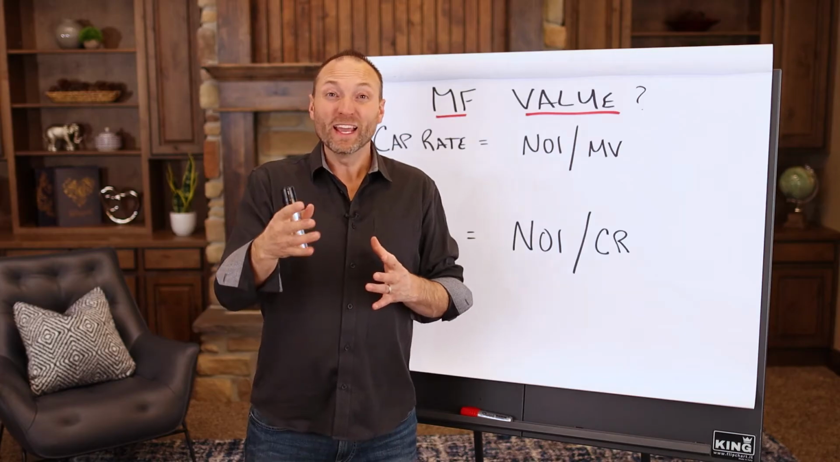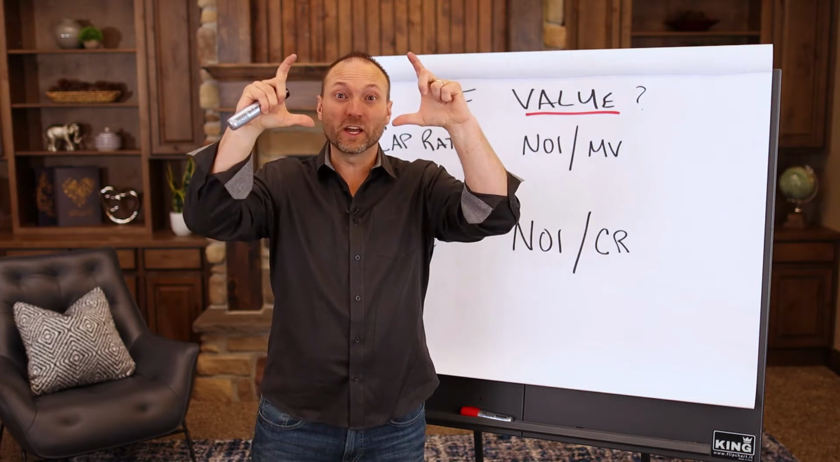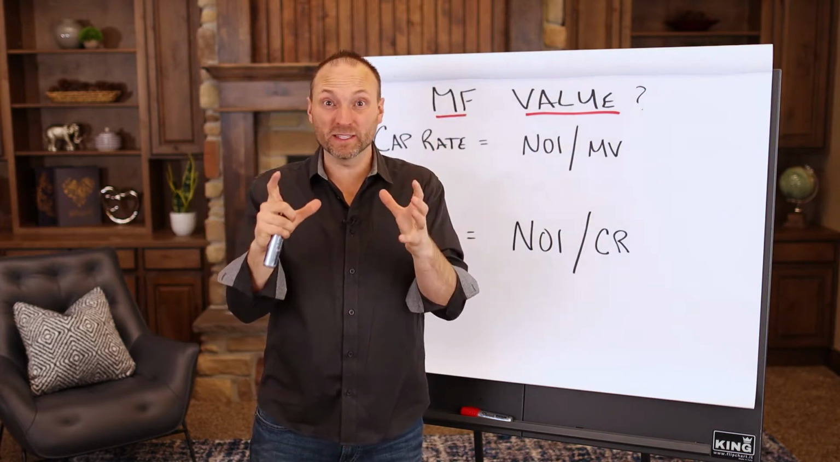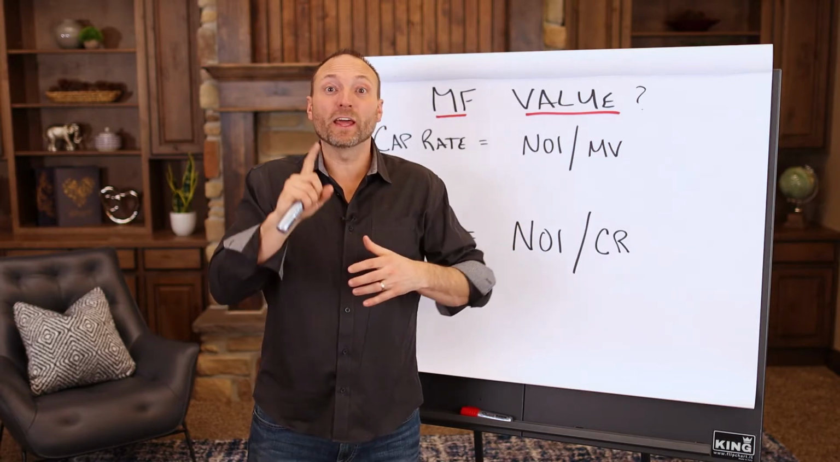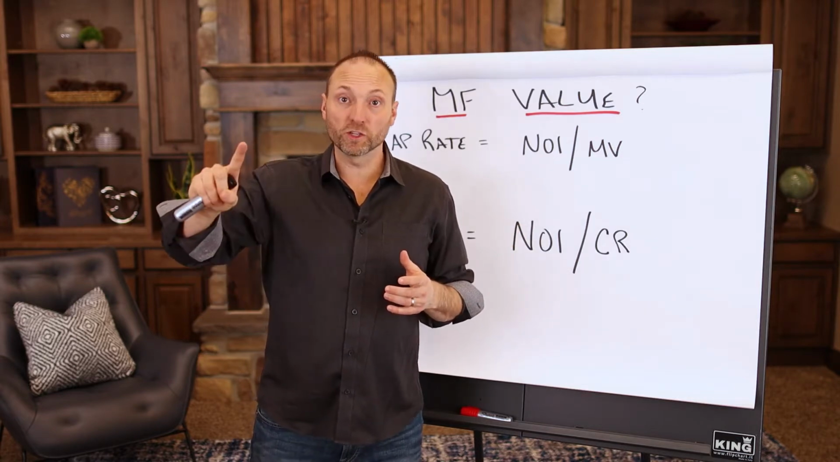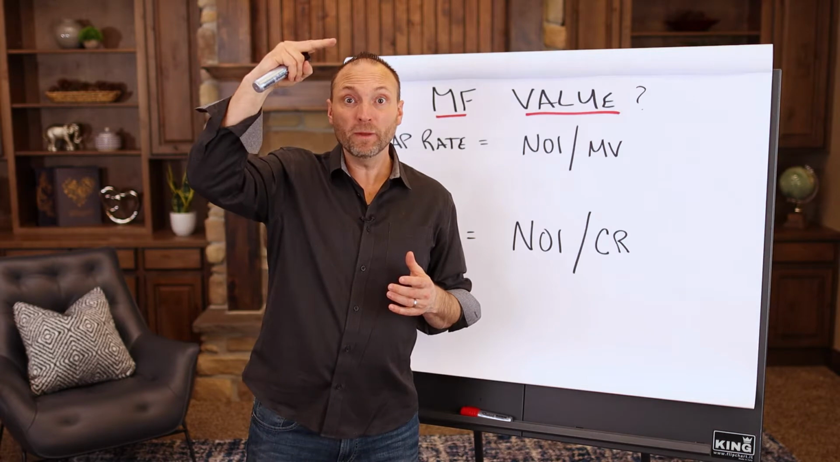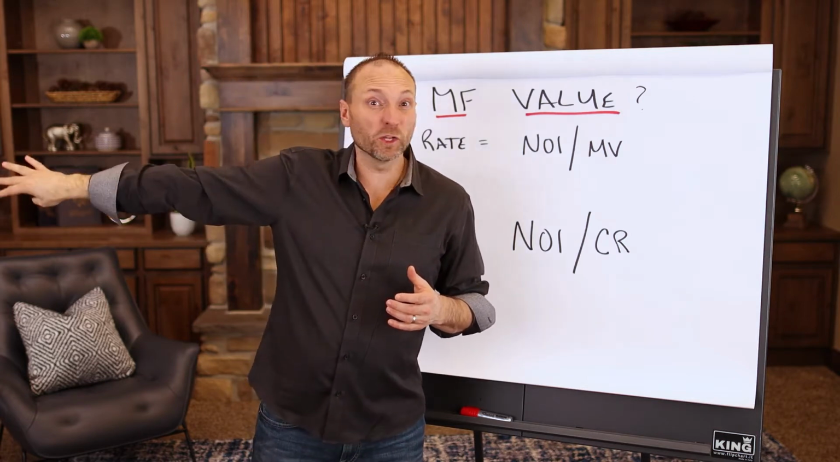Now, the NOI is simply when you take all the income and you minus the expenses. That's your net operating income. But there's a caveat. That doesn't include your mortgage payment. So it's the income and the expenses, not counting your mortgage payment.